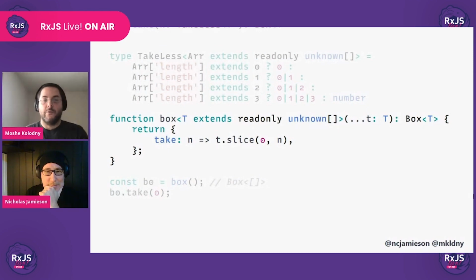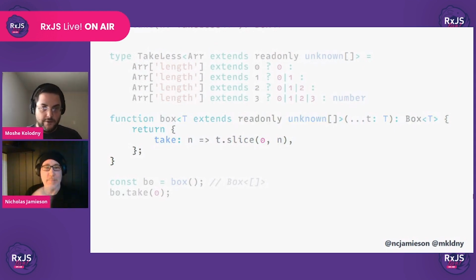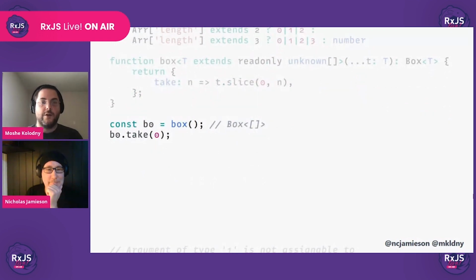So over here, we're going to create a box of an empty box, right? We're creating a box, and we're not giving it any arguments. That means the rest argument ...T is going to be an empty array, and that's reflected in the type information of that box. So it is an empty tuple. So right now, if we were to call b0.take(0), that would be fine.